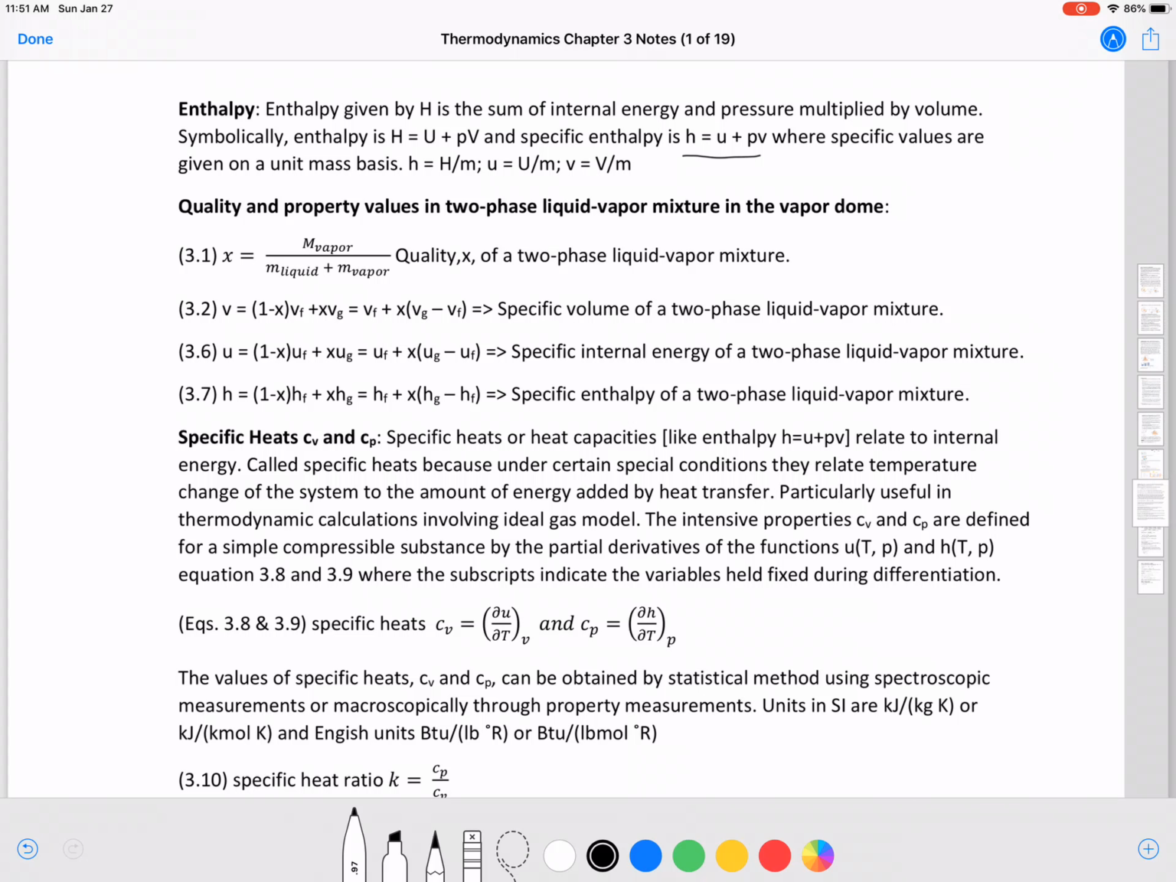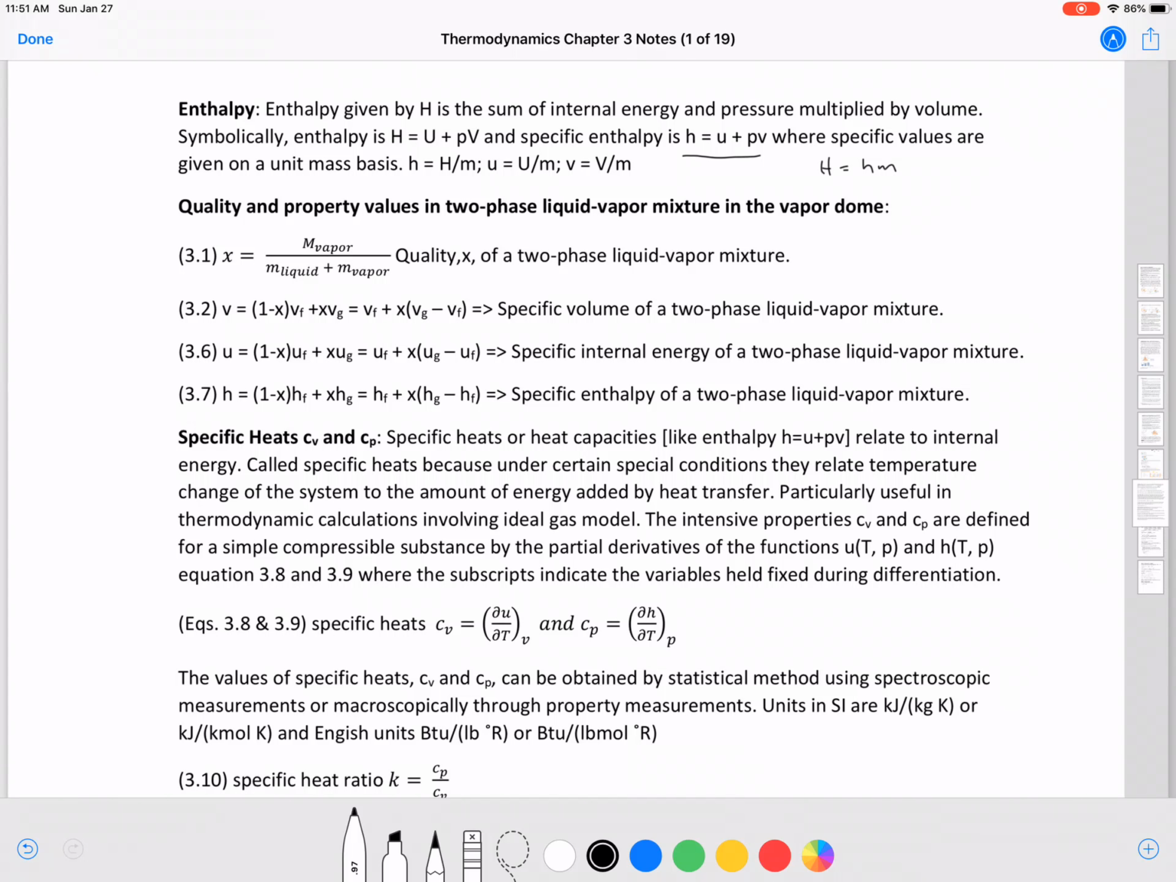Specific values are given on a mass basis. So small letter h, enthalpy, equals capital H, enthalpy, divided by mass. Or likewise, enthalpy equals h times m. So if I have the specific enthalpy and I know the mass of the system, then I can find the enthalpy of the system, where the small letter is an intensive property and the capital letter is an extensive property. It's of the whole system.